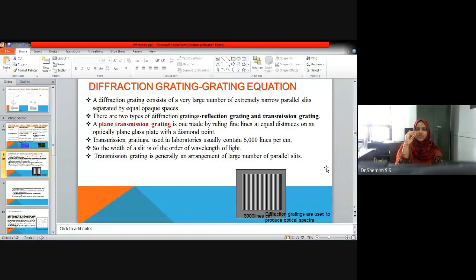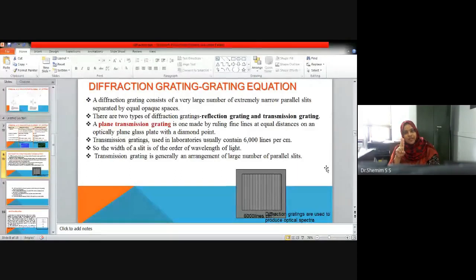We have an application of grating, or an optical instrument which works on the phenomenon of diffraction, that is known as diffraction grating. The grating is governed by an equation, and that is known as the grating equation. A grating or a diffraction grating consists of a large number of parallel slits separated by equal opaque spaces. An arrangement of a large number of parallel slits separated by equal opaque spaces is known as a grating or a diffraction grating.